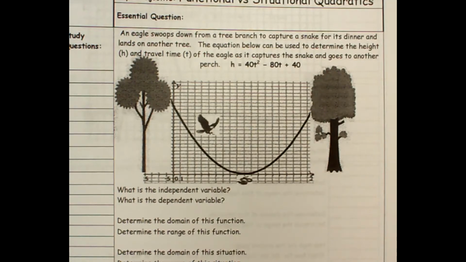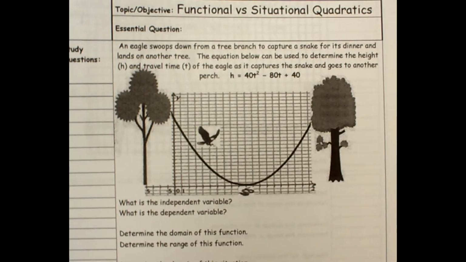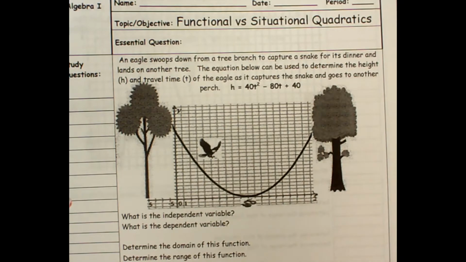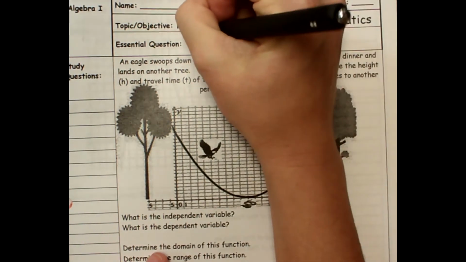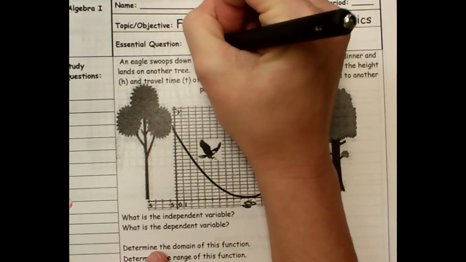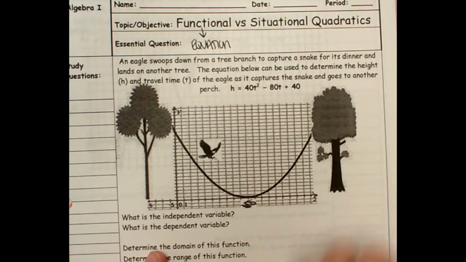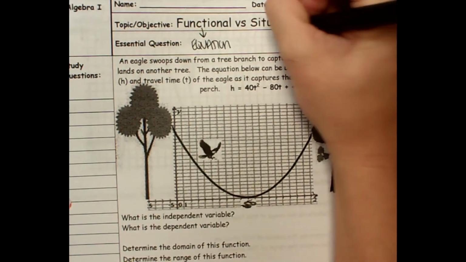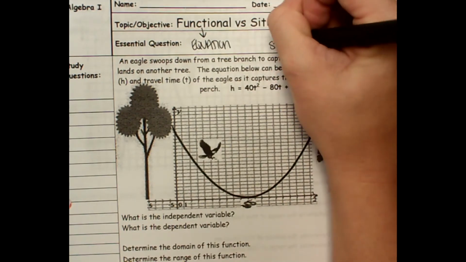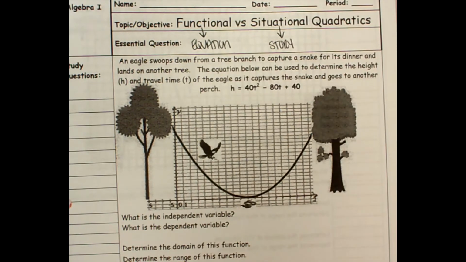All right, so looking at functional versus situational quadratics, what I want to talk about first is just what these words mean. Your function just means your equation. So when we're talking about the functional, we're talking about what does the equation say. Your situational is what's the story? What's really happening? Why are we using this equation? What is it demonstrating to us?